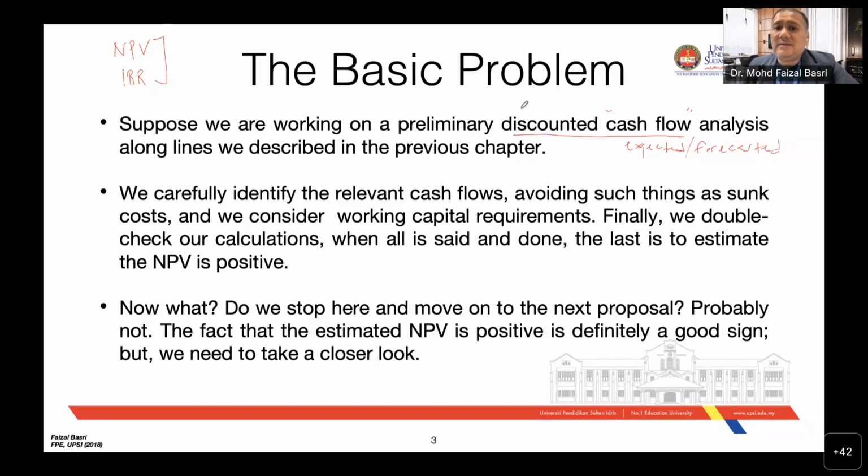And when we talk about discounted, this basically involves the concept of time value of money. Time value of money, meaning we are going to forecast a figure in the future from the forecasted or the expected values, and we're going to bring that value into present value terms. Okay, so the process is called discounting. So that's why you follow the process of discounted cash flows, right?